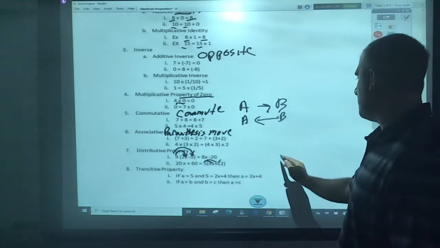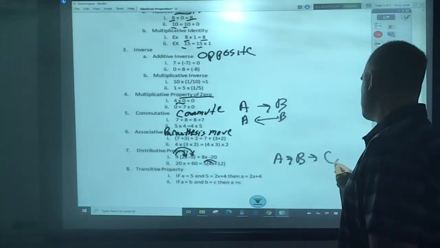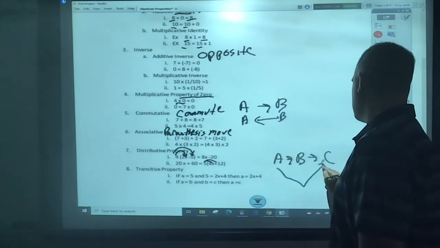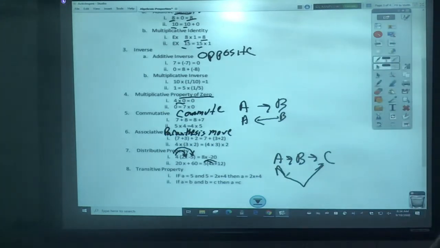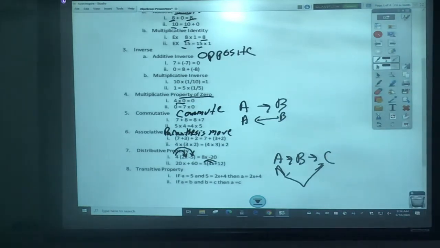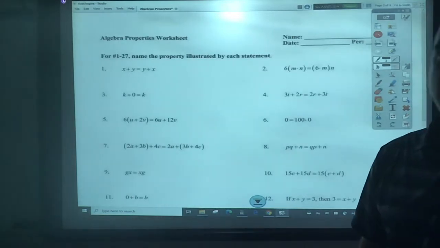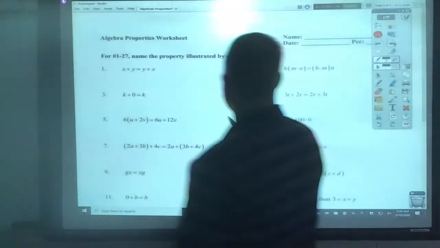The transitive property, okay? So basically the concept behind the transitive property is A to B, B to C, and then these two connect. So the idea is it's a long connection, almost like a train. So you're going to use those names.